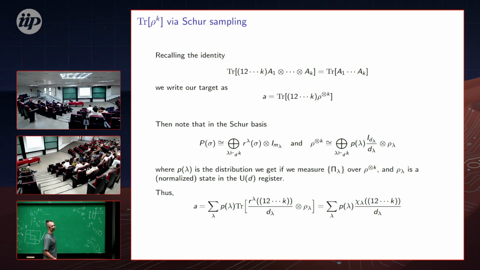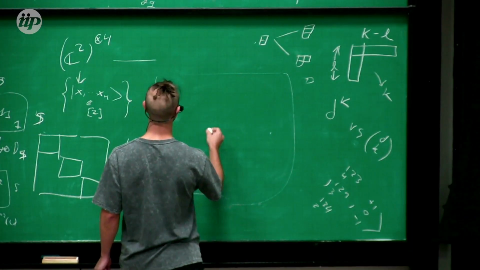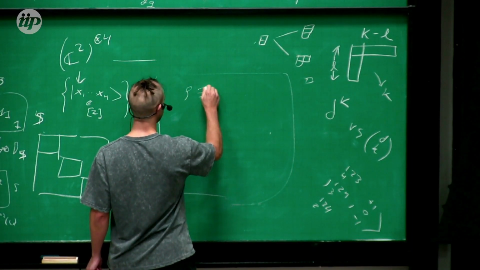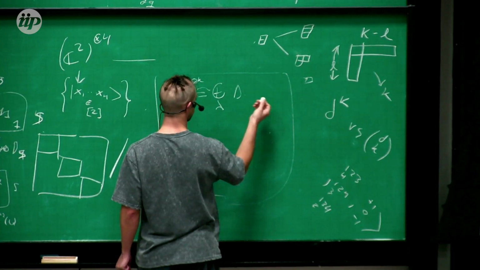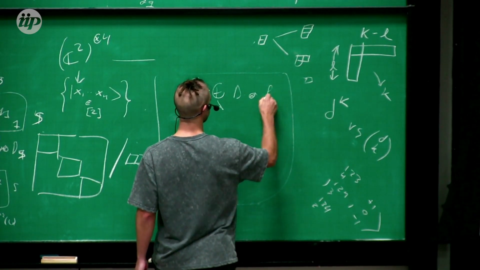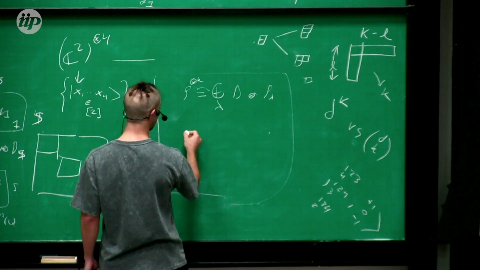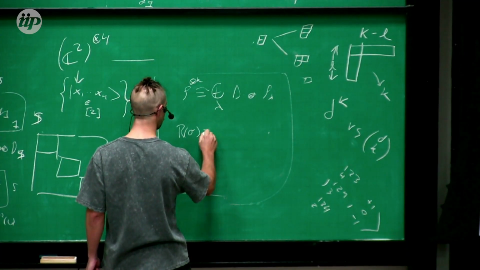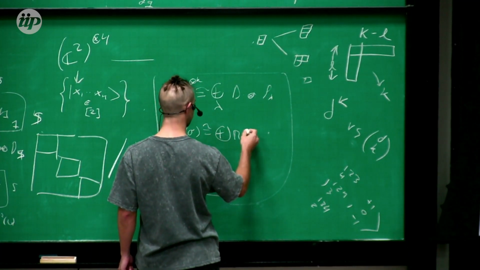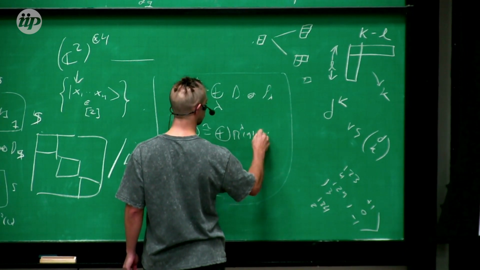Yeah, for sure. The symmetric group is acting over these k copies. So I claim in the Schur basis, rho tensor k looks like something tensor something else. Why? Because in the Schur basis, any permutation looks like something here, R lambda G tensor something here.